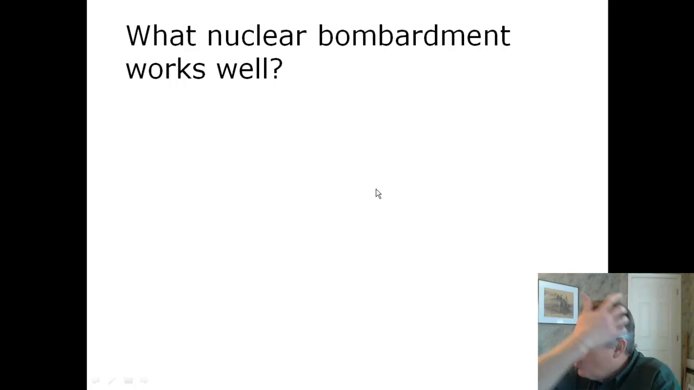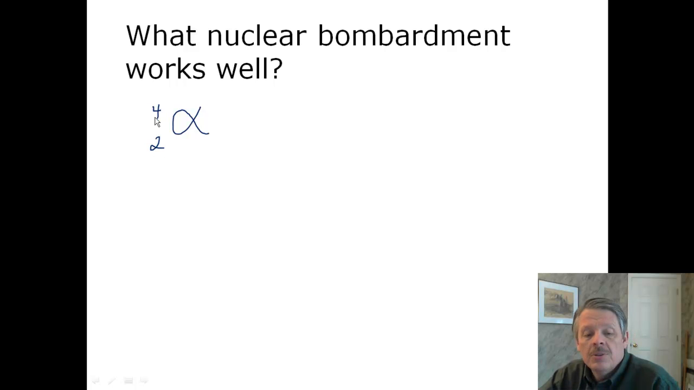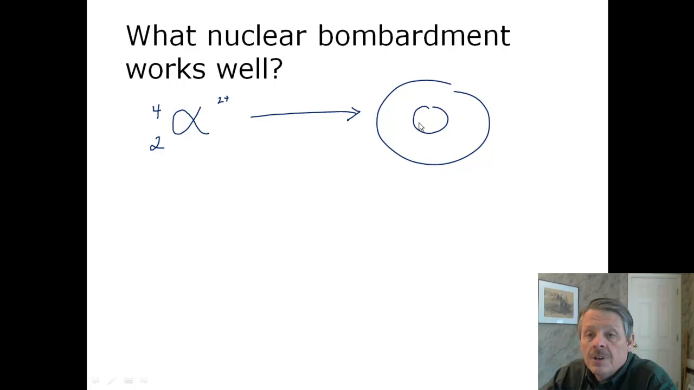So what nuclear bombardment works well? Well, think about it. An alpha particle is big and fat, it weighs 4 atomic mass units, and it has 2 protons. The nice thing is it's positively charged, with a 2+ charge, so we can use magnets to move it really well. The problem is it's big and fat, and it takes a lot of energy to whack it into something. We have to overcome the repulsive force of the other nucleus, because it doesn't want to go into that nucleus since they're both positively charged.